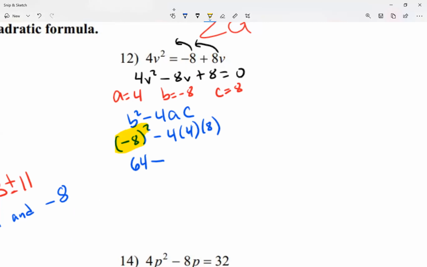Minus, let me take a look at this multiplication by itself. 4 times 4 times 8 is 128. So 64 minus 128 gives me negative 64. Okay, my discriminant is negative. It's fine. My solutions will be imaginary.